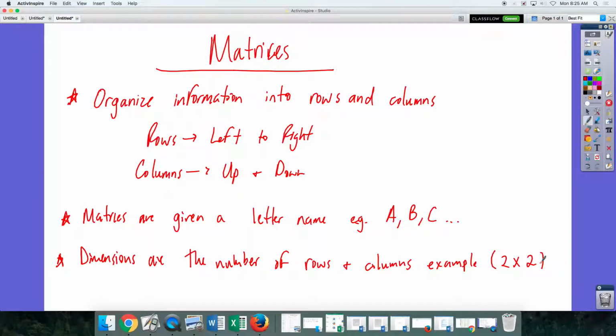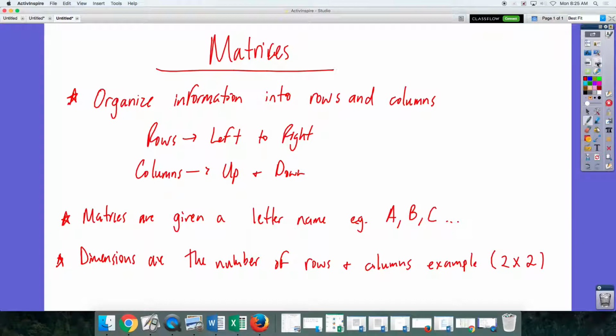You can't add or subtract unless you know the dimensions. You can't multiply, because there are very specific rules about these dimensions that you have to know in order to add, subtract, multiply, and all that kind of stuff. So make sure dimensions are always the number of rows by the number of columns. A 2 by 2 would have 2 rows and 2 columns. A 2 by 3 would have 2 rows, 3 columns. A 3 by 1, 3 rows, 1 column, and so on.